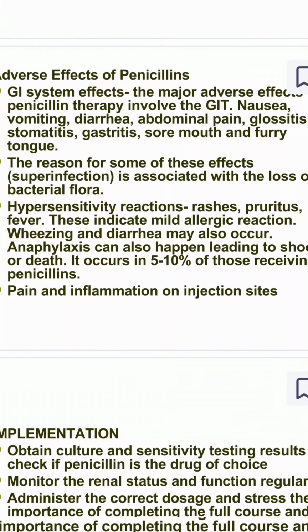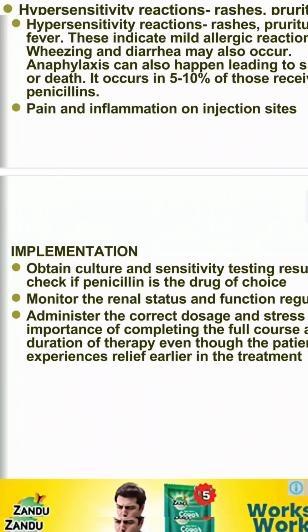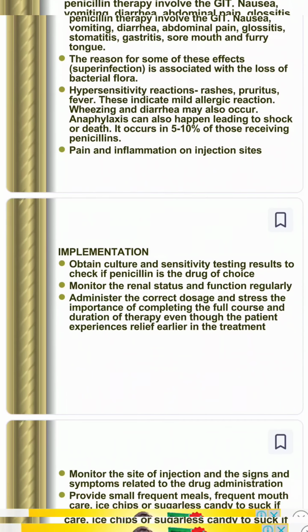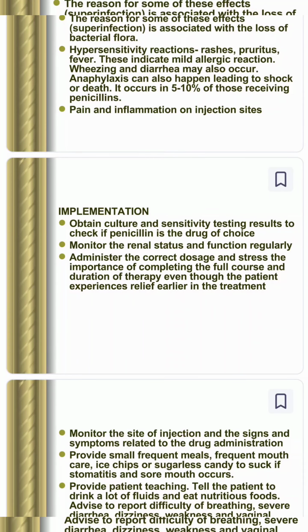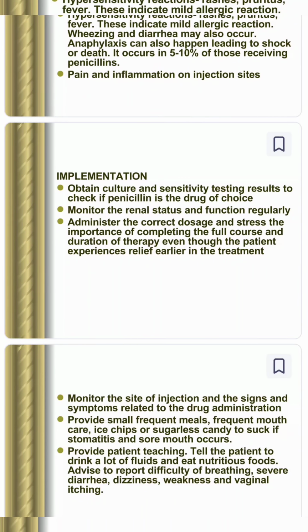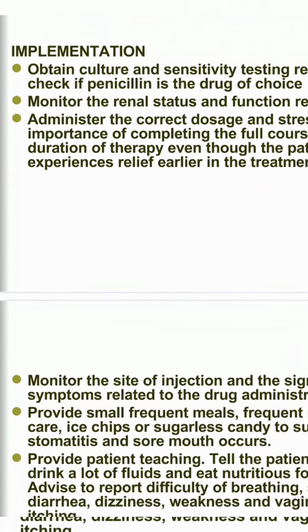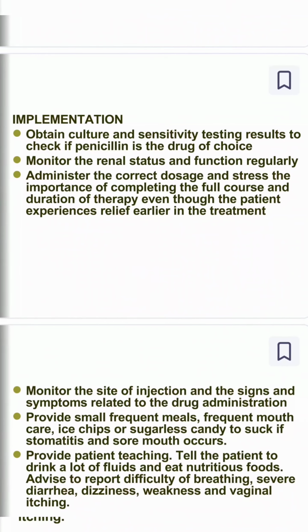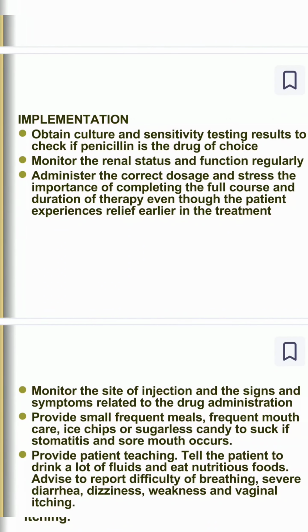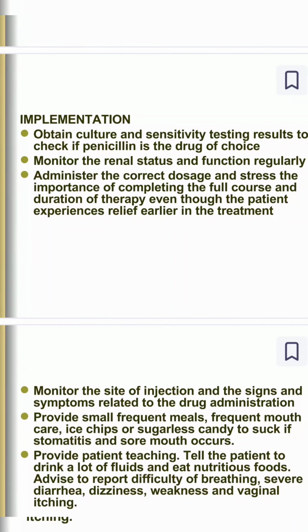Nursing implementation. Obtain culture and sensitivity testing results. Check if the penicillin is the drug of choice. Monitor the renal status and function regularly. Administer the correct dose. Stress the importance of completing the full course and duration of the therapy, even though the patient experiences relief earlier in the treatment. Monitor the site of the infection and the signs and symptoms related to the drug administration.